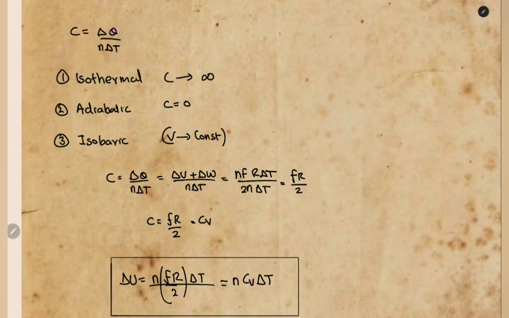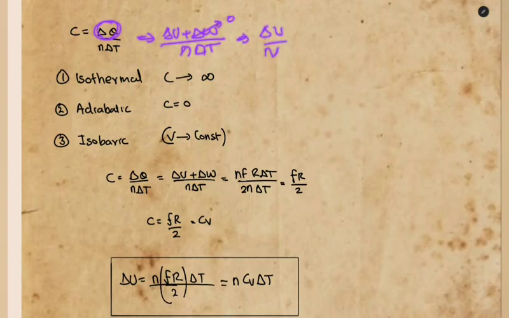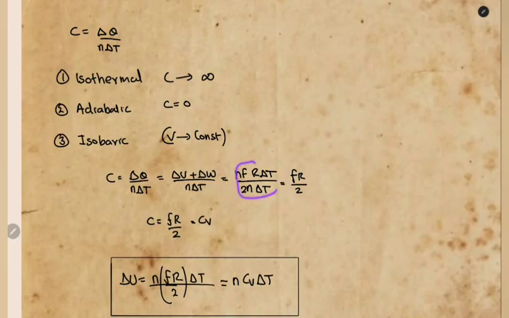Isochoric process, V is constant. When V is constant, you need to change this term in terms of V. So this can be written as delta U plus delta W, over N delta T, and this will be equal to delta U by N delta T. This is exactly what is written. I've expanded with the formula of delta U, done some cancellations, and V is constant, so it will be equal to FR by 2.